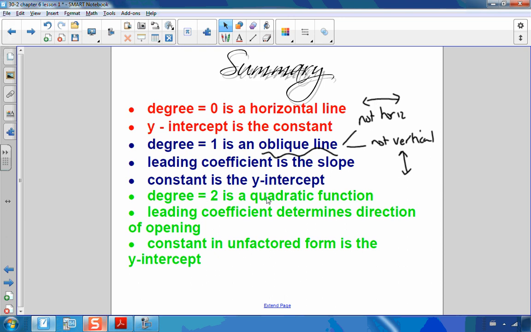For degree 2, a quadratic function, the leading coefficient determines the direction of the opening. Positive is up, negative is down. In unfactored form, the constant is the y-intercept. If it's factored, you let x be 0 and solve for y. So that's the end of lesson number 1, reviewing.